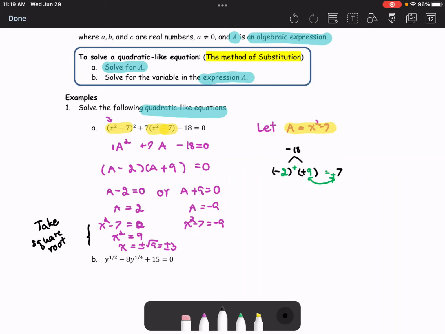For the second one, we have x squared equals negative 2. That means x equals plus or minus the square root of negative 2, which is plus or minus i times the square root of 2. In summary, the solutions for this equation are x equals 3, negative 3, i square root 2, and negative i square root 2.